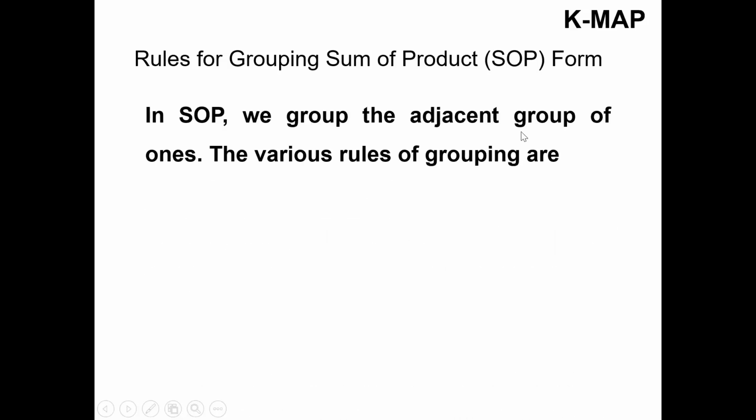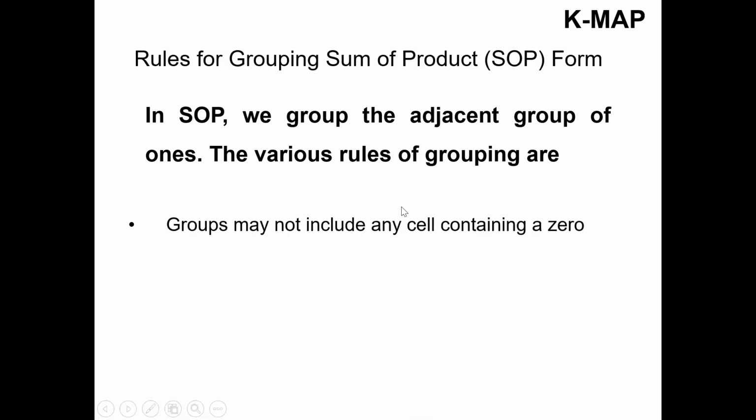Rules for grouping sum of product forms. As we know, there are two types of forms: one is sum of product and the second is product of sum. Here we will focus our attention on sum of product only. In SOP, we group the adjacent groups of ones. The various rules for grouping are: the group may not include any cell containing a 0.